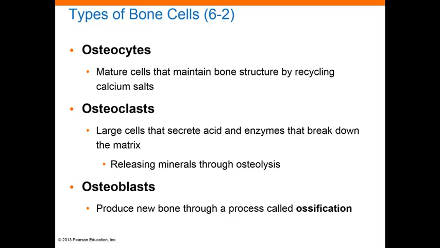Osteoblasts, on the other hand, you'll find mostly around the periosteum. They produce new bone through a process called ossification, and I'm going to be describing ossification for you in the next section. So mature cells that maintain the bone structure are called osteocytes, and so osteoclasts and osteoblasts are two types of bone cells.